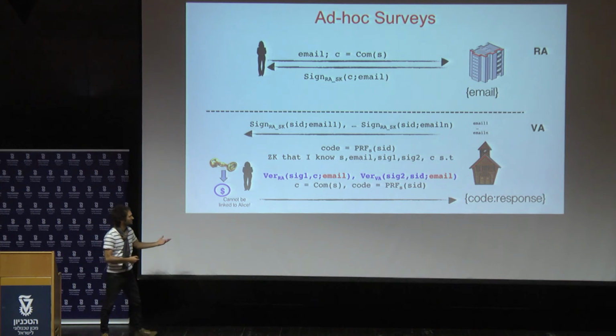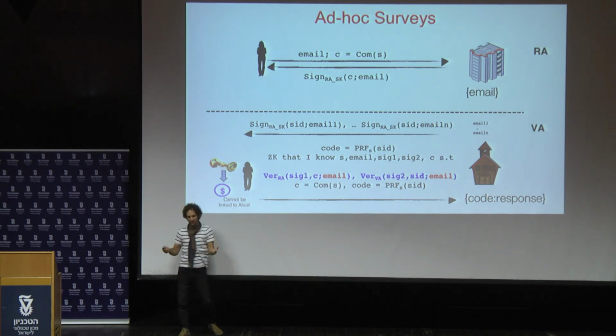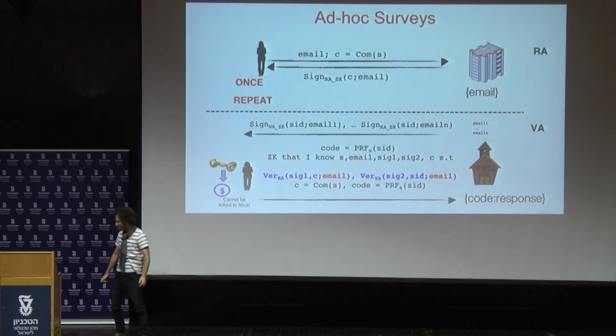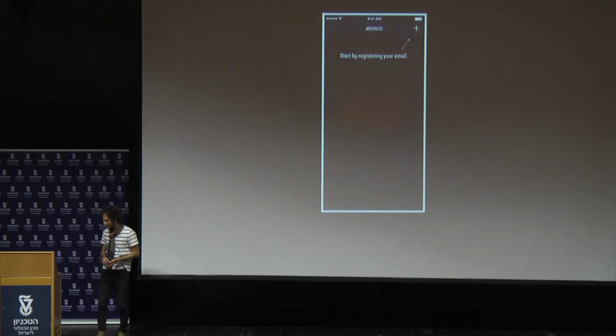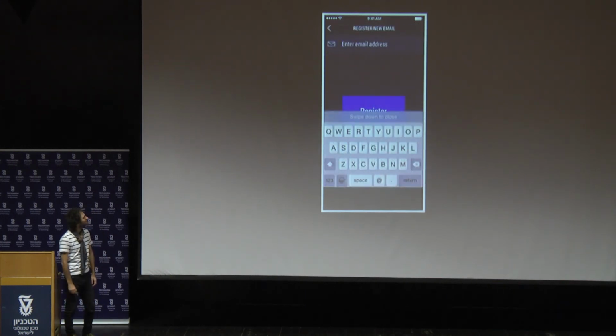Now the whole point is to come up with a zero-knowledge proof for this complicated statement. I won't go into detail, you can do it, and we designed a very specialized and highly optimized zero-knowledge proof for this particular statement. And it's running, and it's very fast, so it's online. If you go to anonize.org, you can download this app, and you can do your own surveys there if you want. So here is how it goes. You download this app, you start by registering your email. There. What happens?